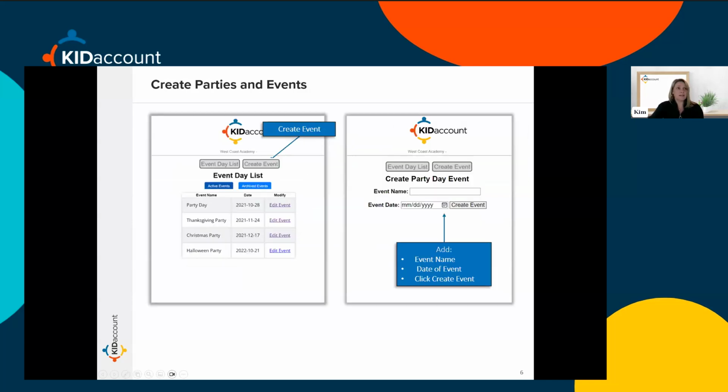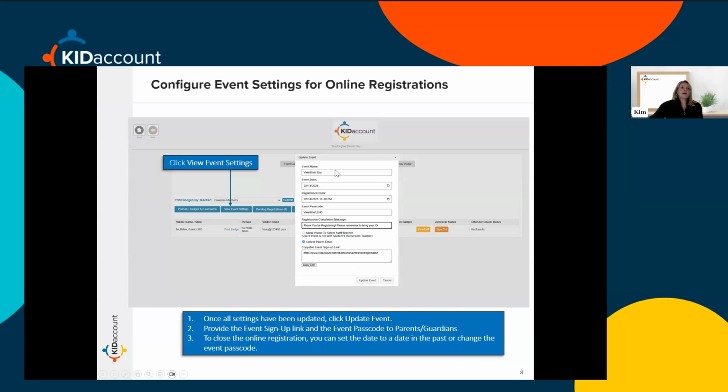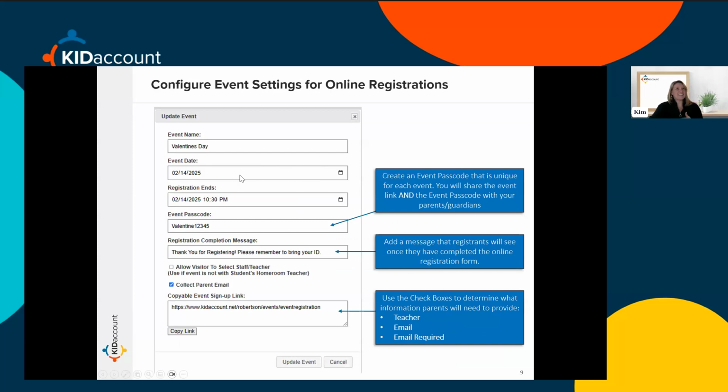So to start an event, you're going to click on the Create Event button, and you're going to type in the name of your event and the date that event is going to occur. Once you click that Create Event button, that event's going to show up on this list. Then to set up all of your settings, you're going to go to the View and Edit Event button. What will auto-populate is your event name and the event date that you set. You're going to have some other options to be able to update, so I'm going to give you a closer look at that here.